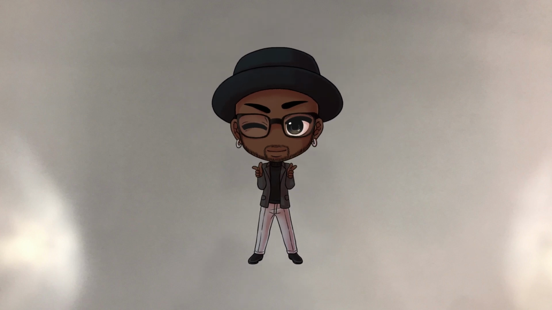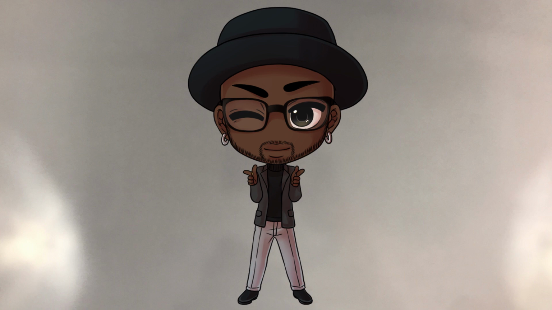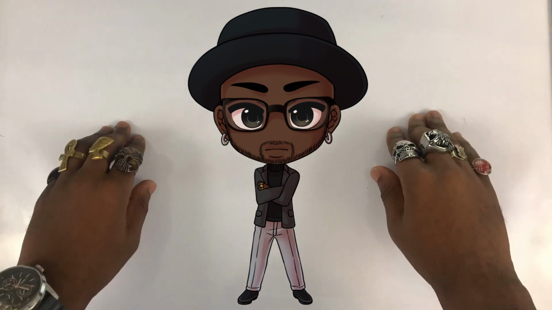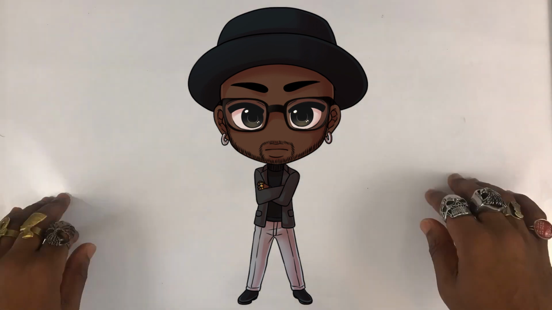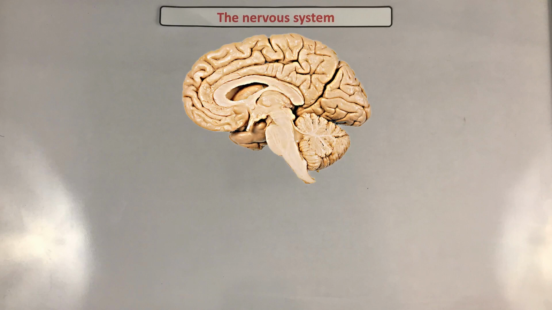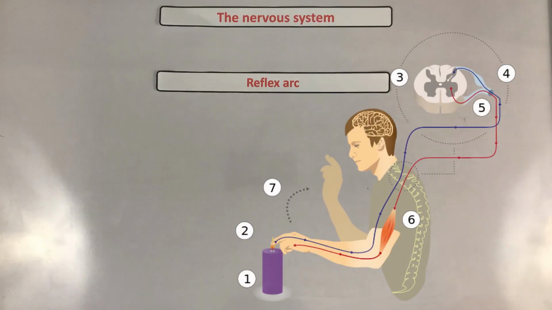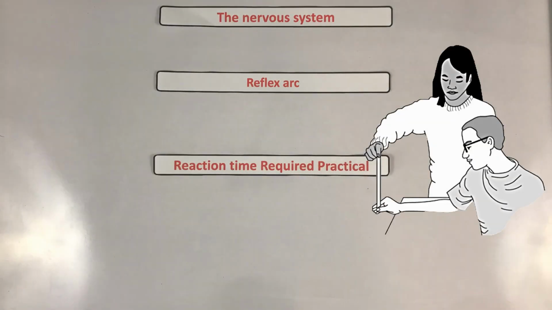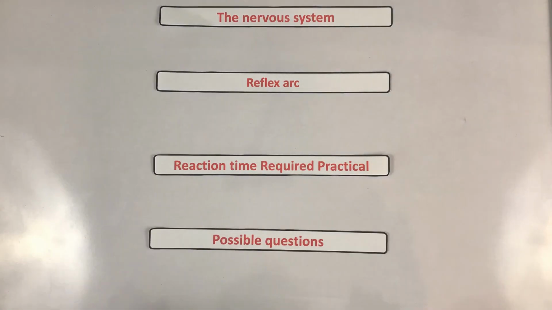Yes, it's Uncle Jegs, and today's video is all about the reaction time required practical. So we've finished all of Biology 1, now we're on the Biology 2 required practical. This video is broken down into these sections. The first one is the organization of the nervous system, then we're looking at the reflex arc, then the required practical itself, and finally, possible questions that you may get in your exam.